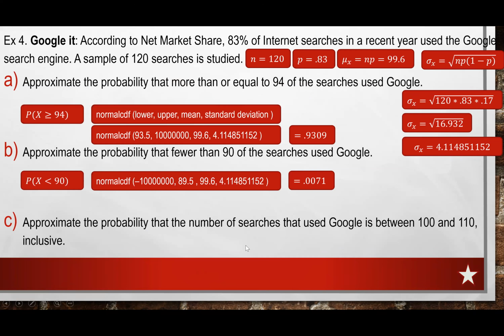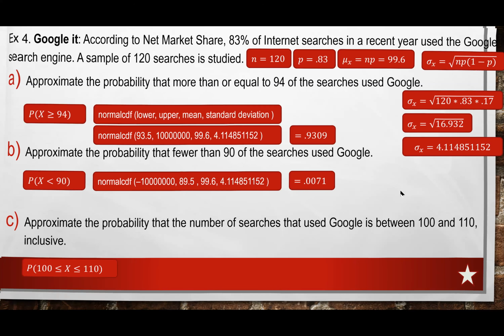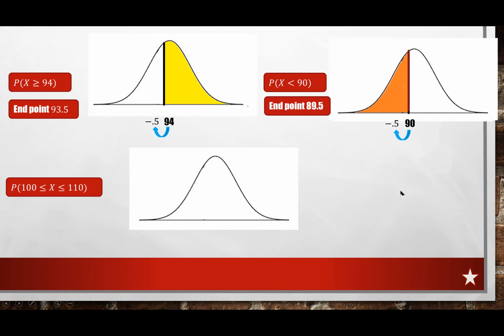All right. And if you're looking at this one here, between 100 and 110, because they say inclusive, meaning we need to include the 100 and the 110. And again, between is easy, right? Between is basically, again, this is what we're looking for. We're looking for the area in between these two, and this is what we have.